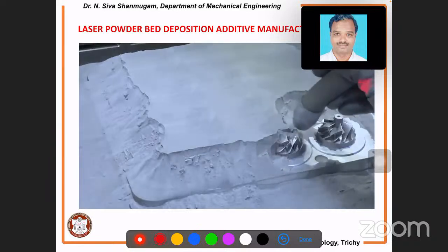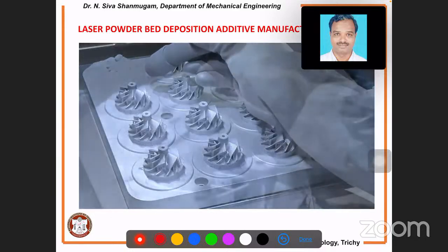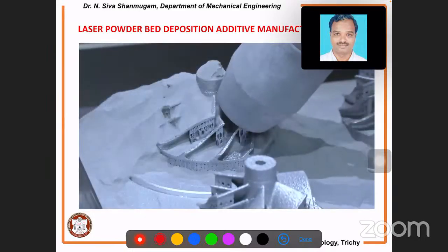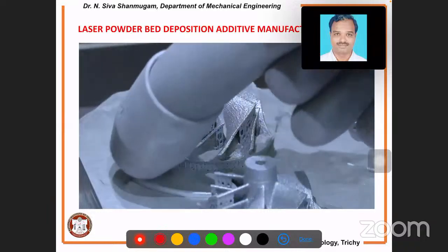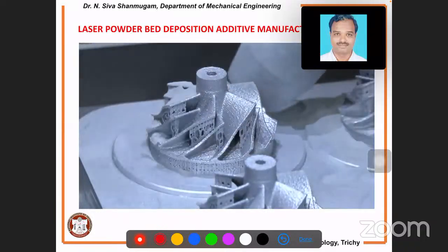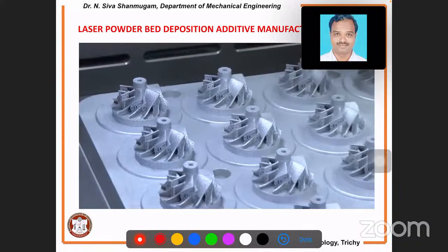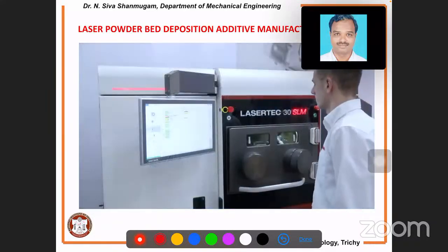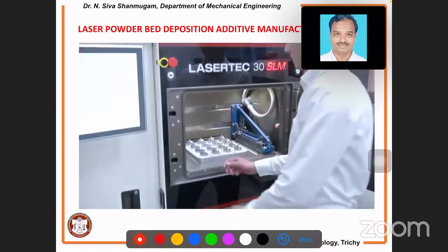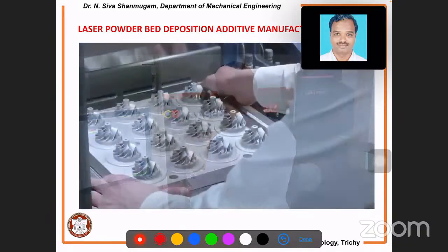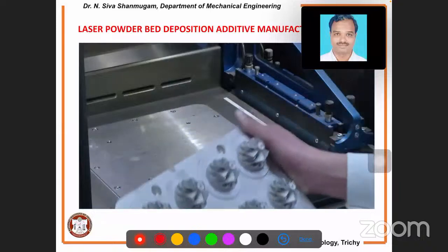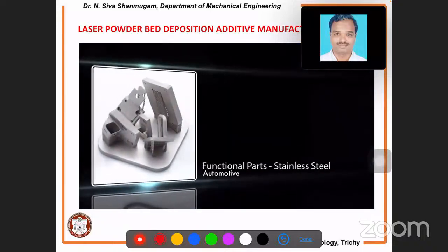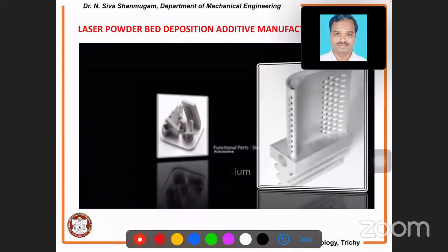They have used the platform technology to remove the extra powder. That's all. After that, you go for peripheral machining to get the finish of the component. Finishing is required using the conventional method. That is inevitable, but how far you use it, how much time you utilize for that, and how much material you are going to waste matters.